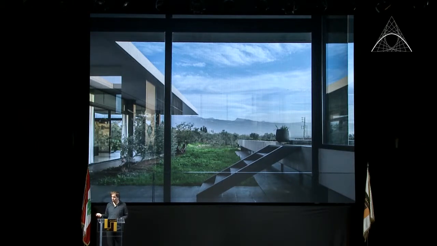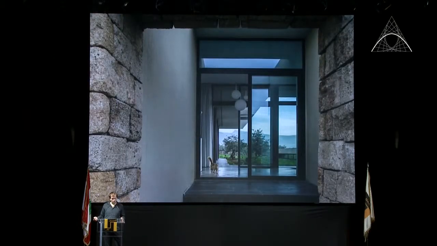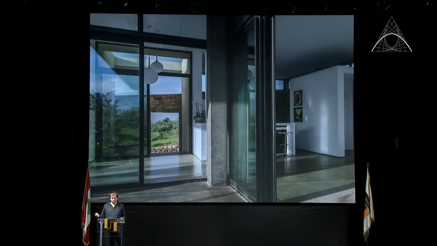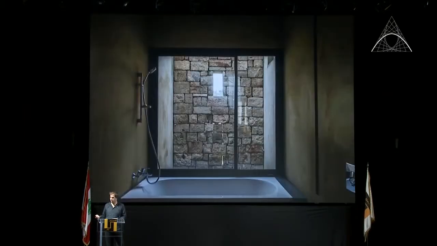This is a main view of the courtyard from the living room. You can see the distant mountains of Mount Lebanon and the Cedars. This is a view of the entrance. You can see the courtyard through the entrance glass. The same patio seen from the courtyard. The bathroom patios.